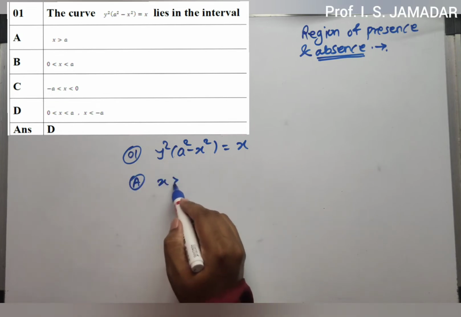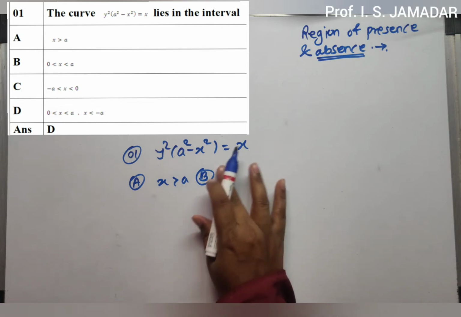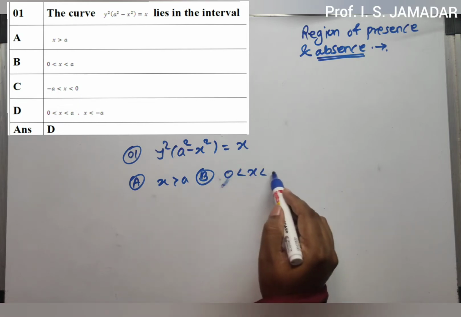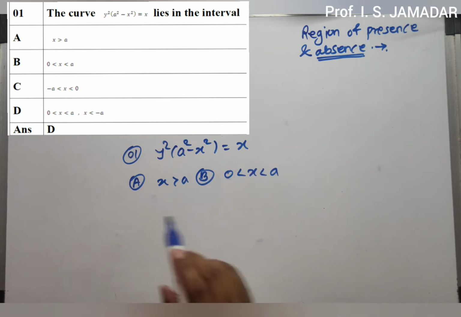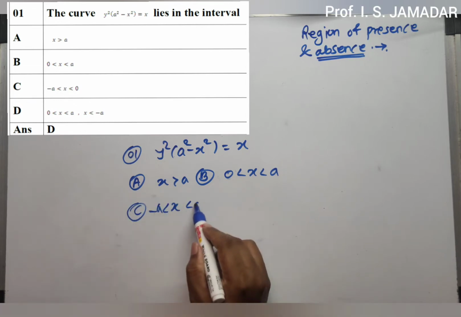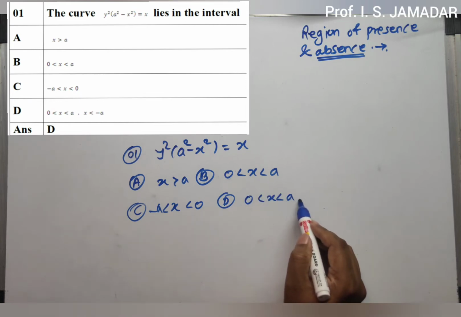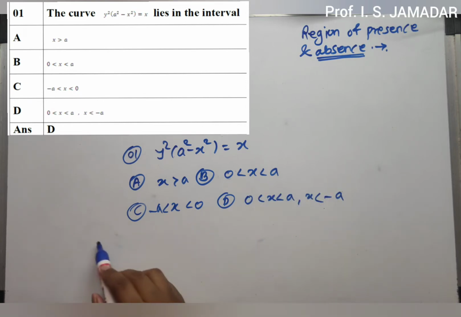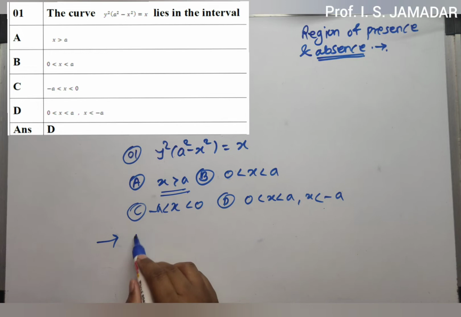Option A is x greater than a, B is 0 less than x less than a, or x between 0 to a. Option C, x between minus a to 0, and option D, 0 less than x less than a and x less than minus a. So what we will do, we will check what happens when x is greater than a.